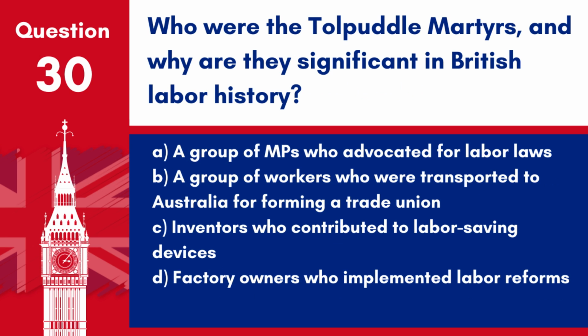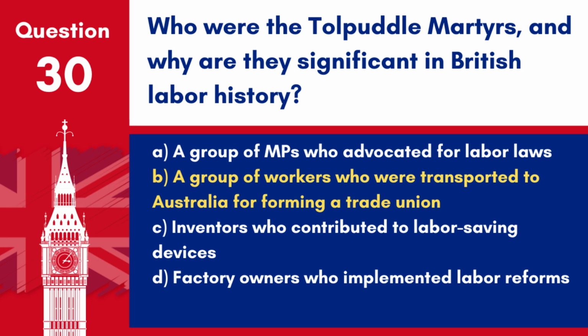Question 30. Who were the Tolpuddle Martyrs, and why are they significant in British labour history? A. A group of MPs who advocated for labour laws. B. A group of workers who were transported to Australia for forming a trade union. C. Inventors who contributed to labour-saving devices. D. Factory owners who implemented labour reforms.